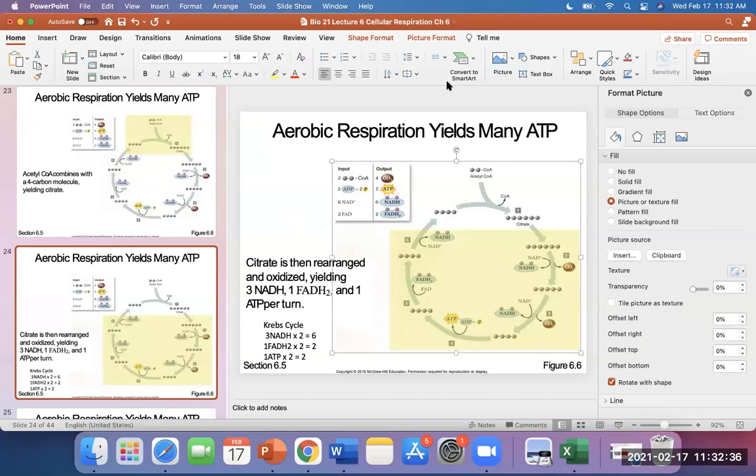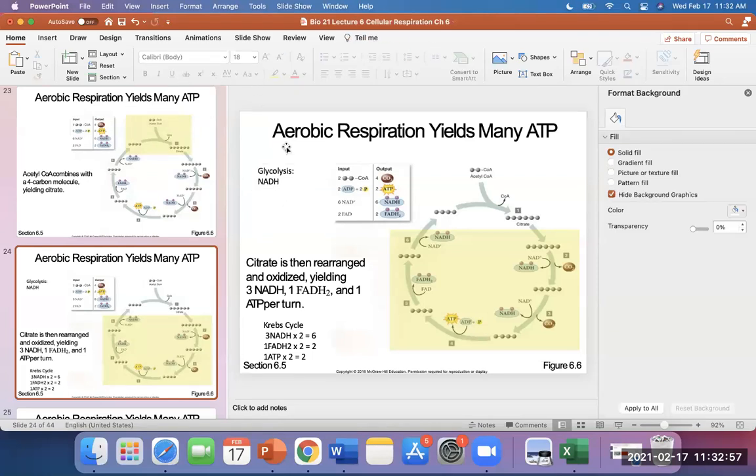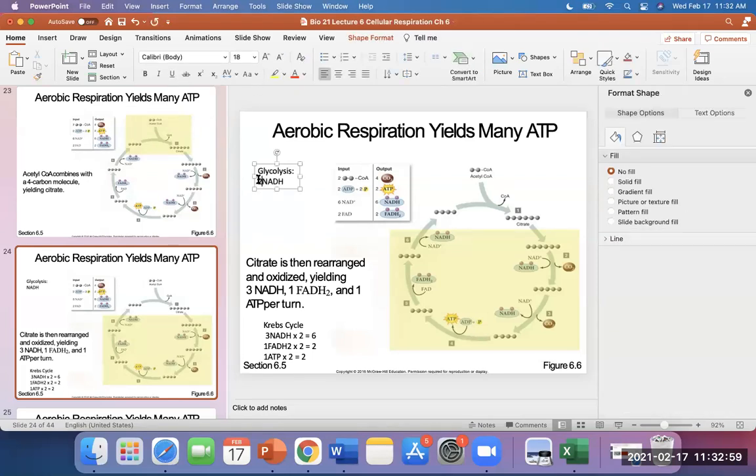Now maybe try to think back and see what we got for glycolysis. What did we get for glycolysis? Did we get any NADH? 2. Yes, we got 2 NADH. What about ATP? Net ATP. 2. That's what we got from glycolysis.